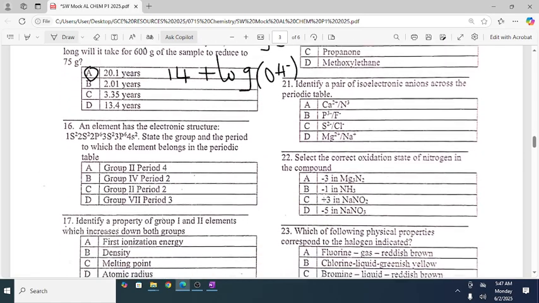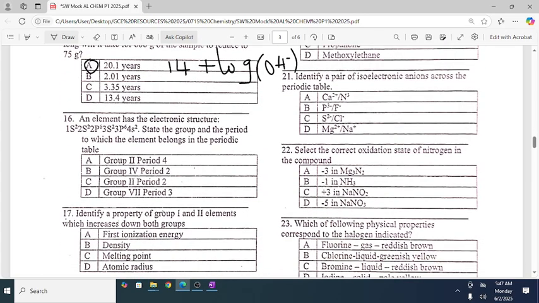Alright, number 16. An element has electronic structure 1s2, 2s2, 2p6, 3s2, 3p6, 4s2. State the group and the period to which the element belongs in the periodic table. Clearly, the group is determined by the number of electrons in your outermost shell. The outermost shell here is s, so we have 2 electrons in the s, therefore you're in group 2. Now the period is 4.